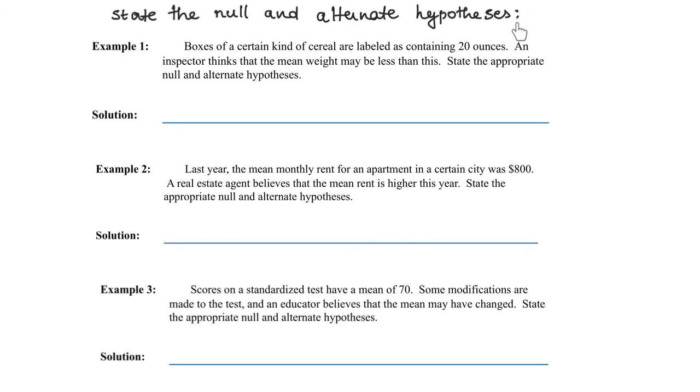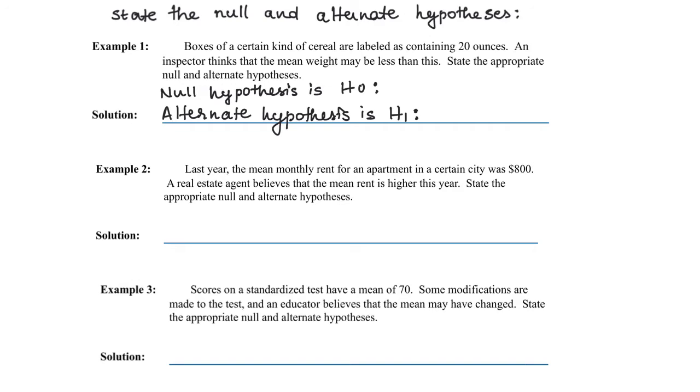State the null and alternate hypothesis. Boxes of a certain kind of cereal are labeled as containing 20 ounces. An inspector thinks that the mean weight may be less than this. State the appropriate null and alternate hypothesis. The null hypothesis says that there is no difference, so it will be mu equals 20. The inspector thinks that the mean weight may be less than 20, so the alternate hypothesis is mu less than 20.